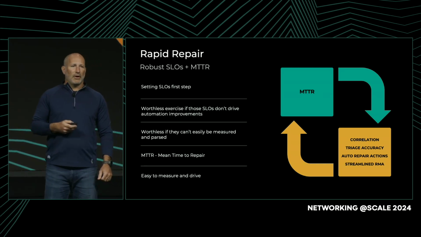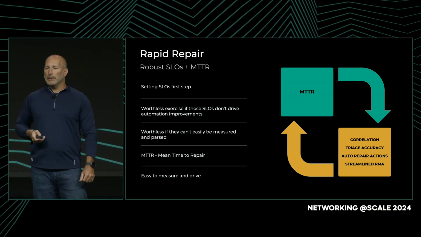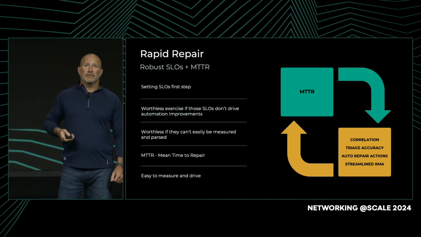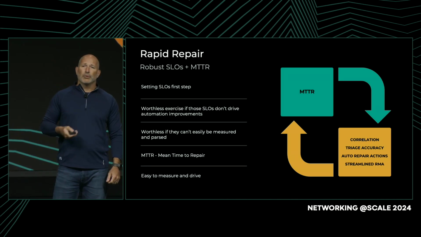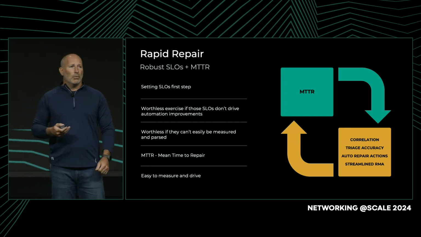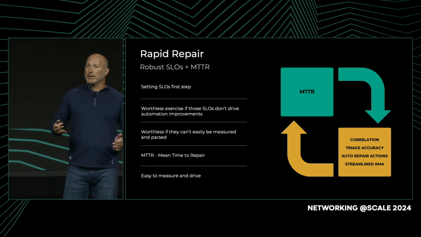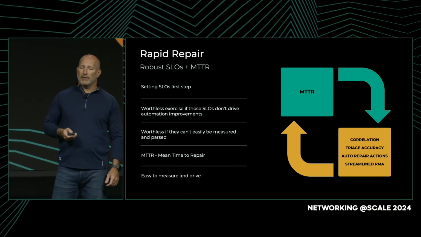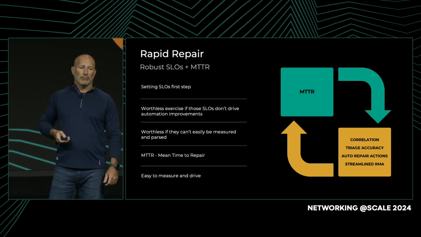We use MTTR not as a theoretical goal, but as an operational metric that we look at on a daily basis. And we use this to drive improvements to our correlation, to our triage accuracy, to our auto repair actions, and streamlining RMA. Now, we can break this down into smaller components, and we can analyze these things in smaller components to make progress. But ultimately, the single focus on a top-line MTTR is what has enabled us to drive the improvements in the repair process.